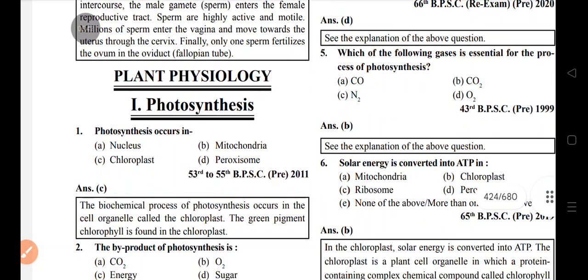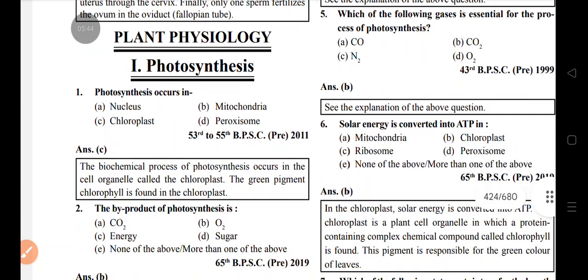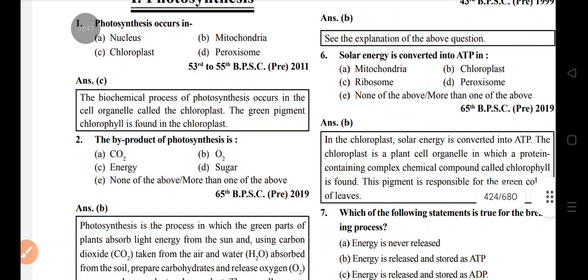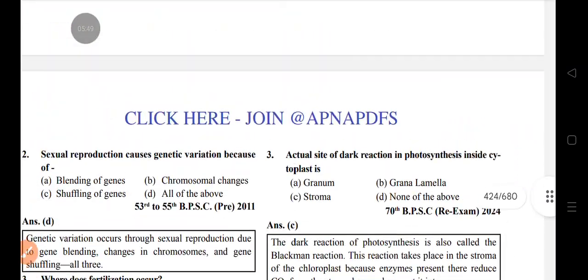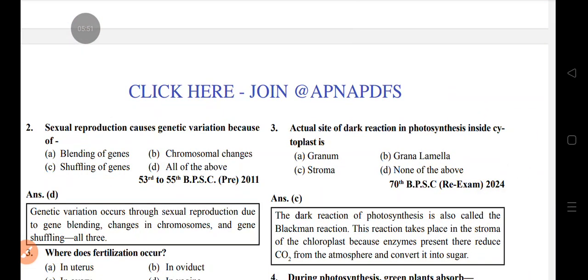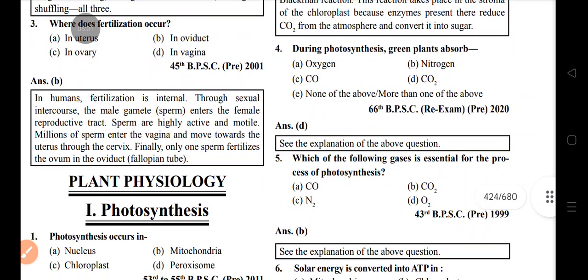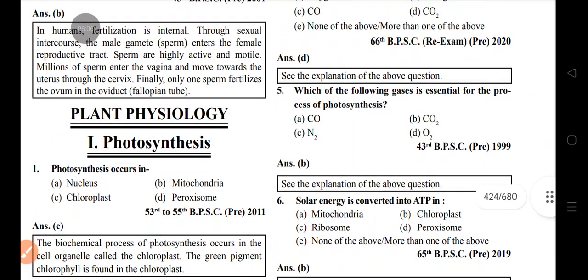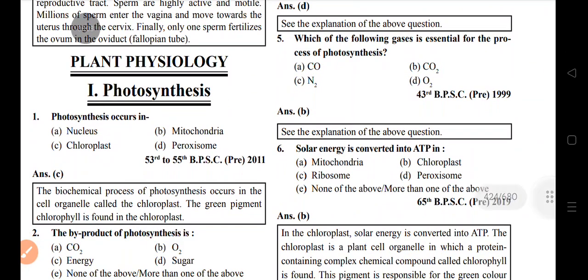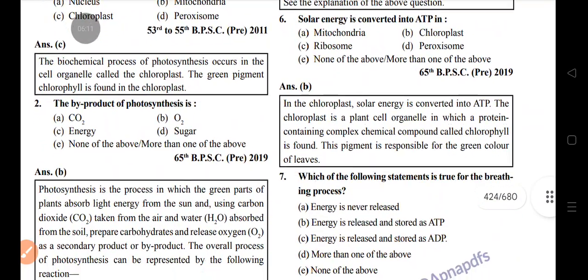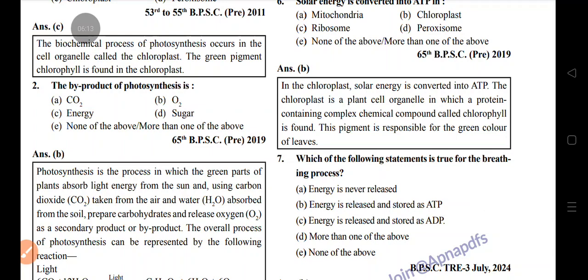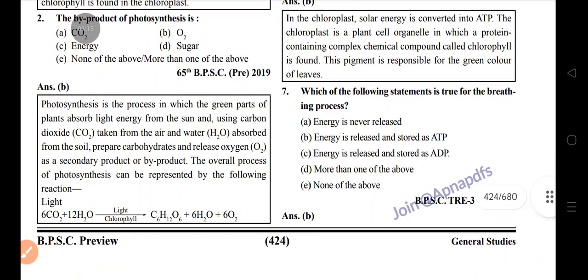Plant physiology. Photosynthesis occurs in chloroplast. Byproduct of photosynthesis: O2. Actual site of dark reaction in photosynthesis: inside chloroplast, stroma. During photosynthesis, green plant absorb CO2. Which of the following gas is essential for the process of photosynthesis? CO2. Solar energy converted to ATP in chloroplast. Which of the following statement is true for the breathing process?